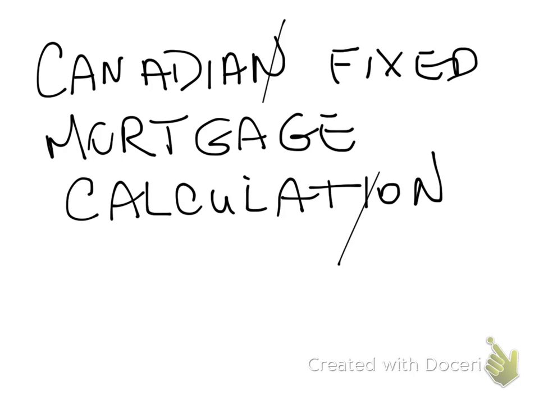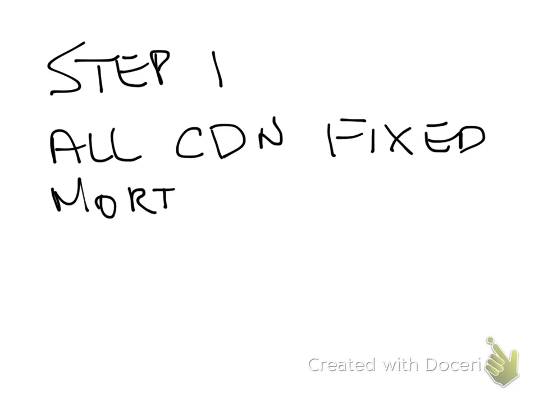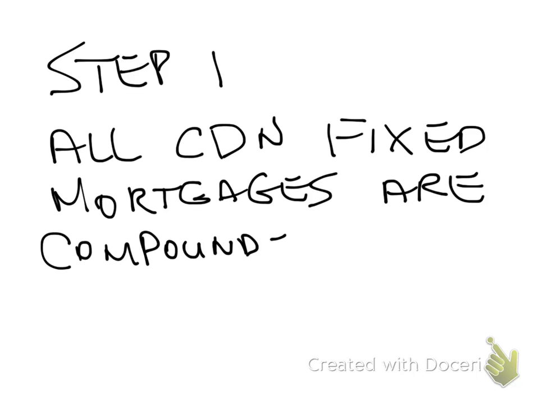A Canadian fixed mortgage calculation is compounded semi-annually. So in Canada, for a fixed-rate mortgage, the Bank Act requires that banks calculate mortgages in a certain fashion. So they're calculated semi-annually. So step one, all Canadian fixed mortgages are compounded semi-annually.